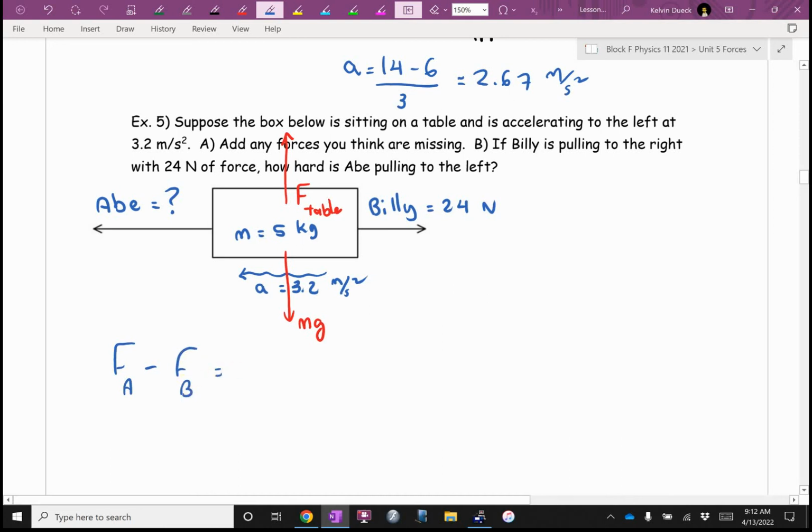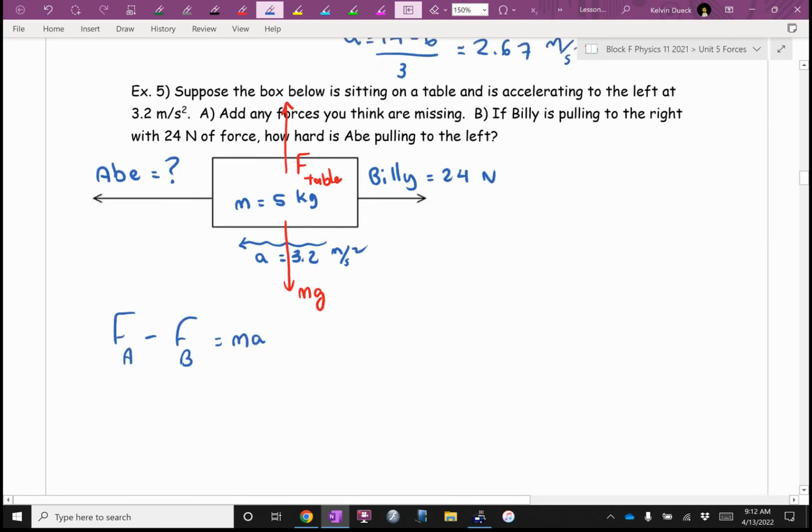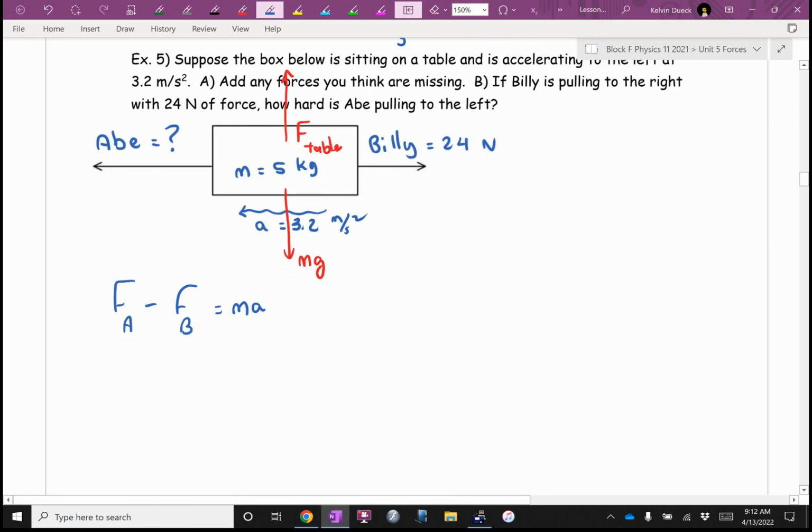What does winner minus loser always equal? MA. What are we trying to find? How would I get the FA by itself, everybody? Add FB. So this is why I taught you that formula manipulation 2 units ago, because there is no way I can come up with every single equation in this unit.